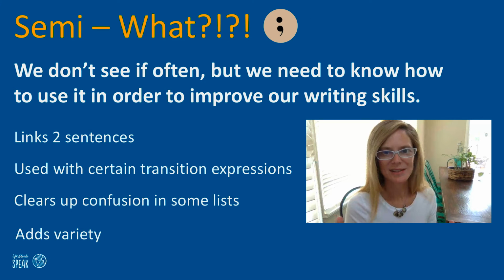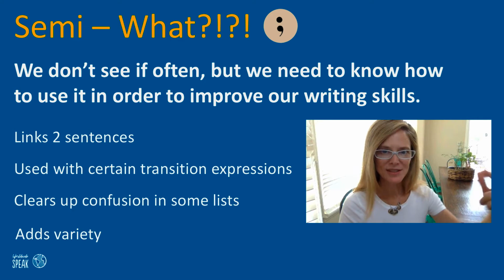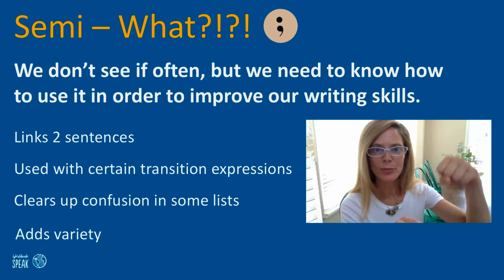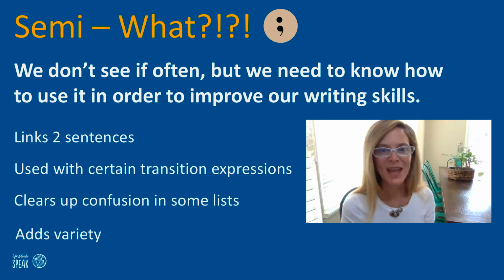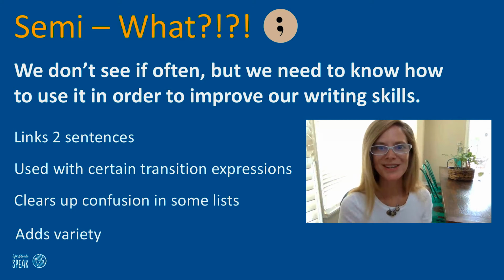So you may be thinking, the semicolon, what is that? Well, if you can see in the picture with the circle, it looks like a period on top of a comma. And we don't use this super often when we're writing in English, but it's really important for you to know how to use it in order to improve your writing skills in English and take your writing to the next level.